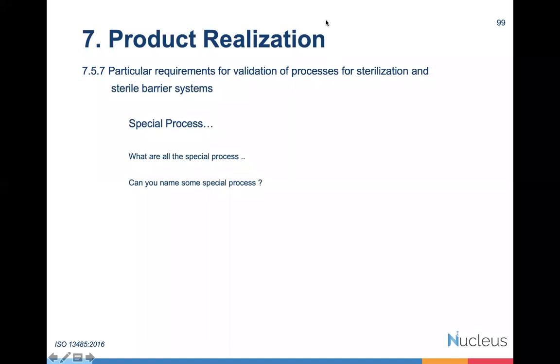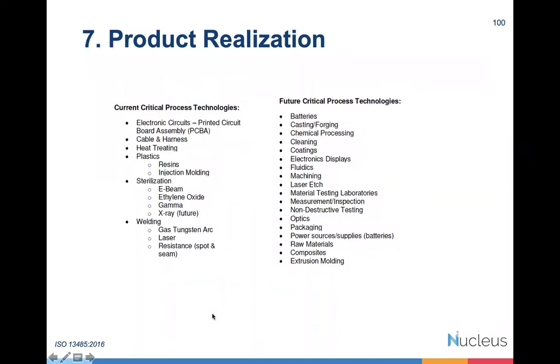Now, what the medical devices industry does is, have you heard about these particular processes? These are some of the critical process technologies that exist in the medical devices industry: PCB assemblies, cable harness, heat treatment. Injection molding is a special process. Resin is a special process. The entire sterilization is a special process. Welding is a special process. And there are future critical process technologies as well.